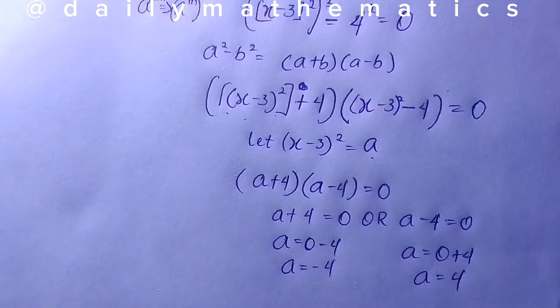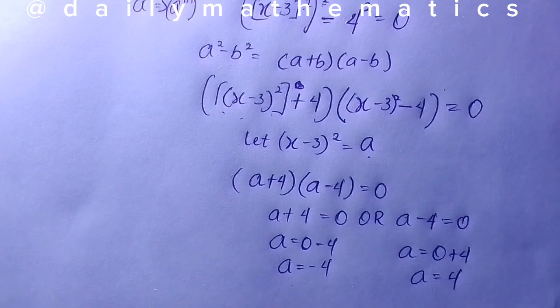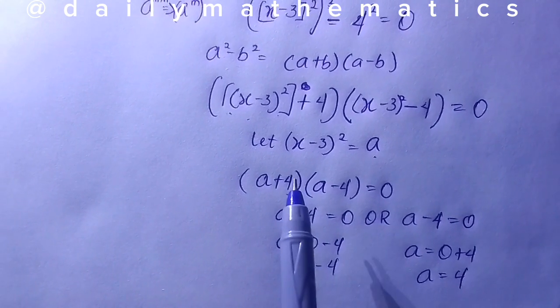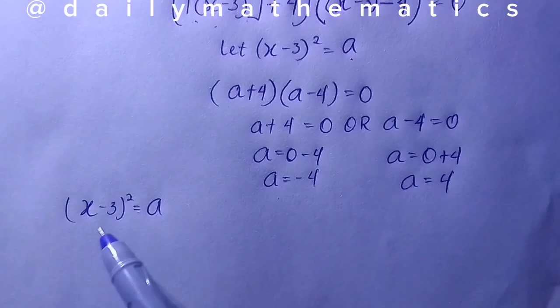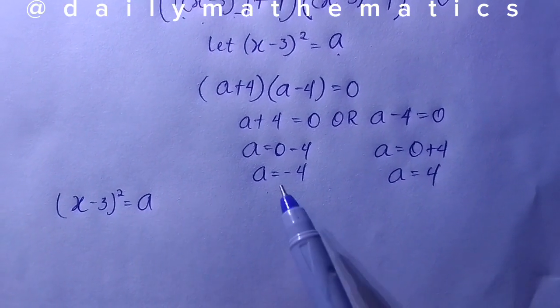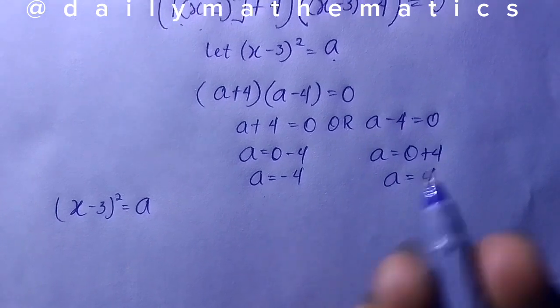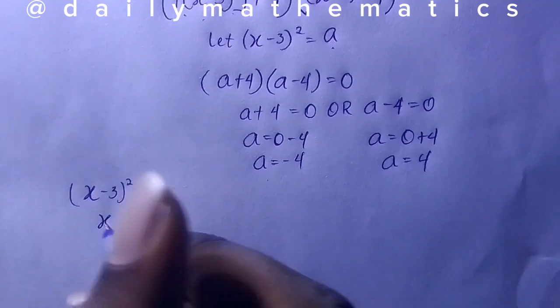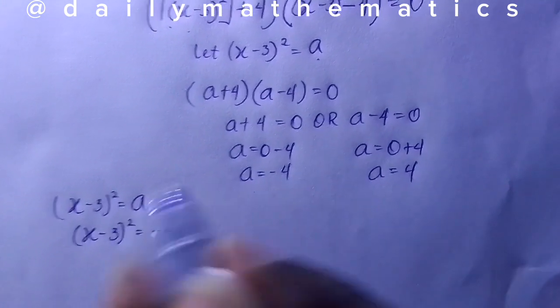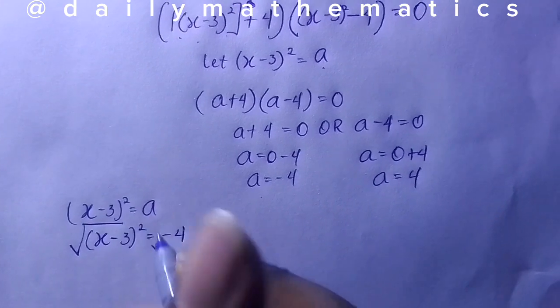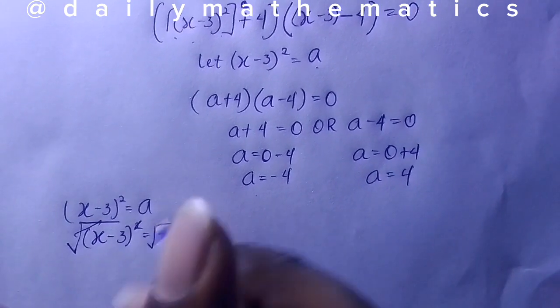Now you remember we have found the two values of a here, and we said that (x − 3)^2 equals a. So from here, where we have a = −4, let's put that. So we have (x − 3)^2 = −4. So let's take the square root of both sides. So we have plus or minus here.